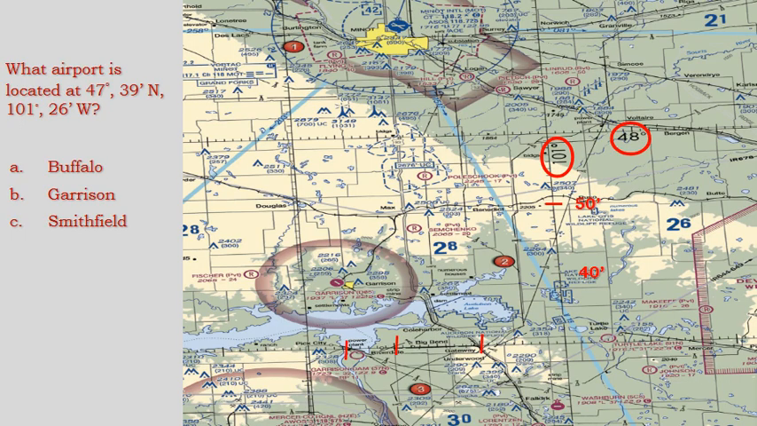Then count across to the ticks for 10, 20, and 25 degree lines. Then find where these 2 points meet, and you can see it is Garrison. So the answer would be B.